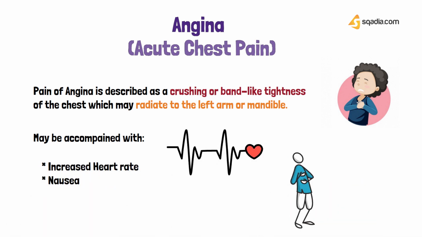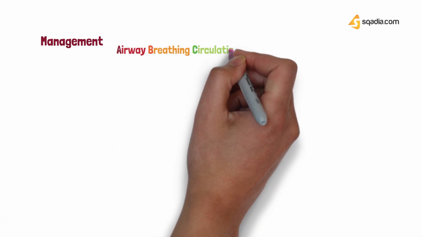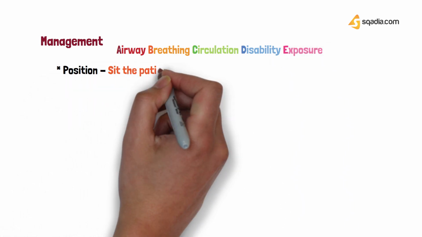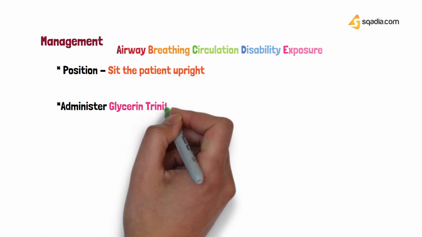Now, how are we going to manage this? First of all, we're going to follow the ABCDE protocol, just like we discussed before. Then we're going to position the patient. We're going to sit the patient upright. We're going to give the patient glyceryl trinitrate.